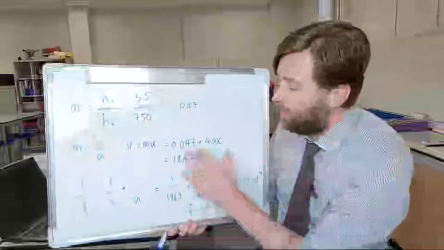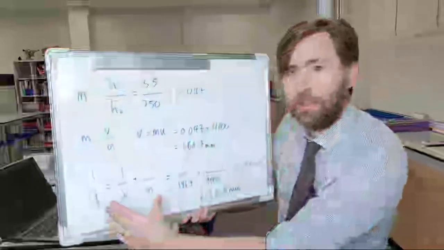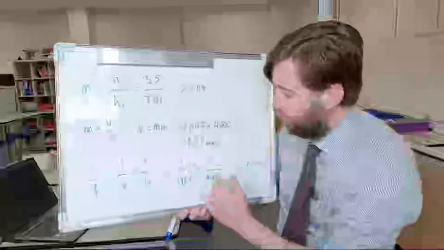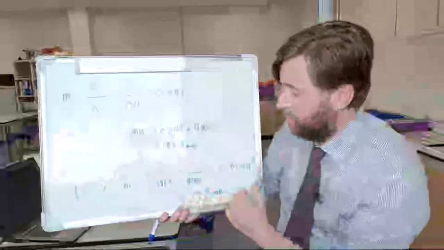Okay, and then that number goes into the thin lens equation to work out F, which is what I've done there. 1 over V plus 1 over U equals 1 over F. So F is 1 over this number here, which is 178 millimeters.